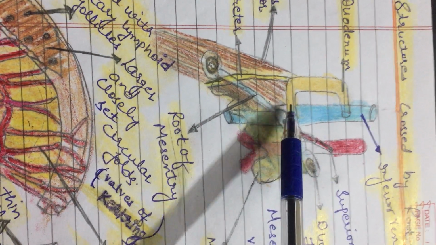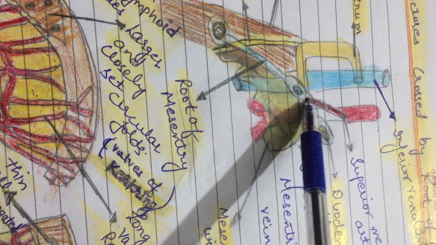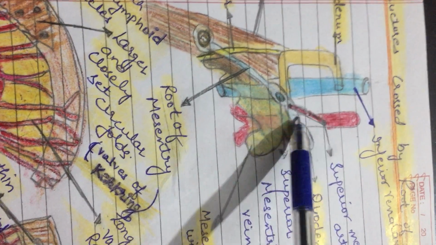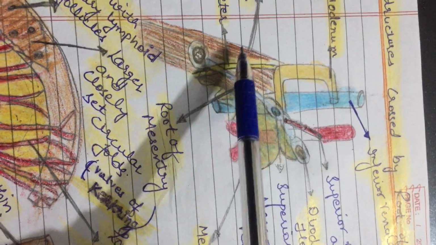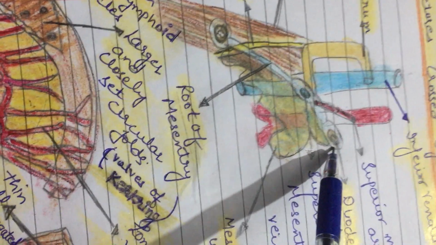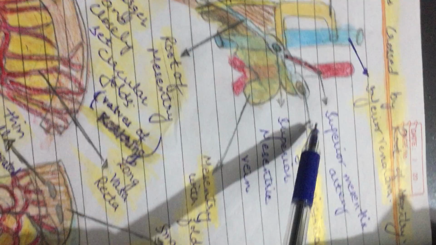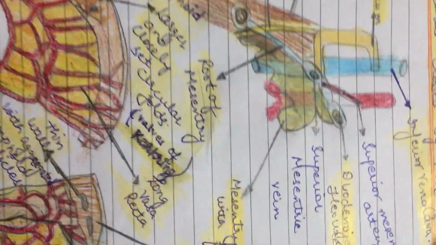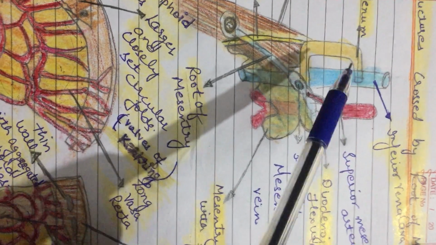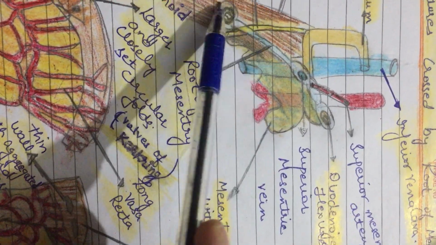So what are the structures crossed by the root of the mesentery? One is the third part of the duodenum, where the superior mesenteric vessels enter. Then we have the abdominal aorta, then the inferior vena cava, then the right ureter, then the right psoas major. I will again repeat the structures crossed by the root of the mesentery. The root of the mesentery extends from the duodenojejunal flexure to the right sacroiliac joint. The structures crossed are the third part of the duodenum, abdominal aorta, inferior vena cava, right ureter, and right psoas major. Done.